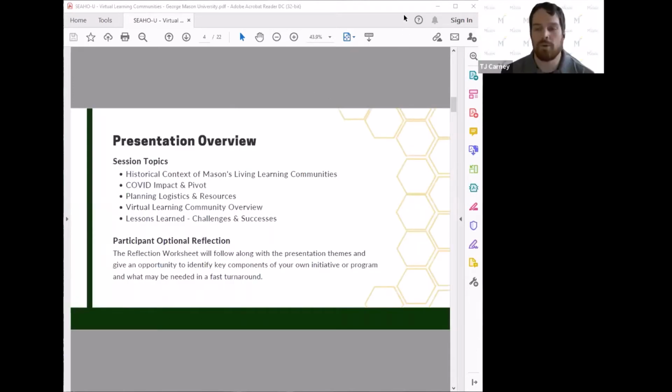So just a brief overview of what we're going to be discussing today. Obviously we're starting off and we're going to give you a little historical context. We always say context matters for what we do. So we're going to be talking about how we pivoted our learning communities today. We'll give you the context of what living learning communities at Mason were like before the pivot, before COVID hit, and before we started our VLCs. We'll then talk a little bit about the COVID impact, some of the charges that were set forth, what we had to work with, and working through that entire pivot process.